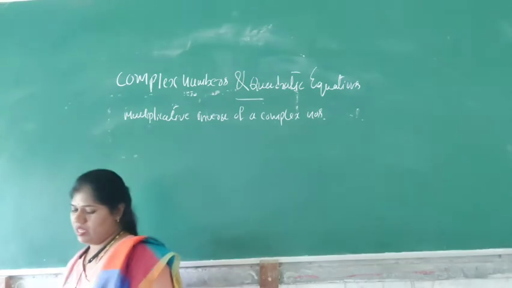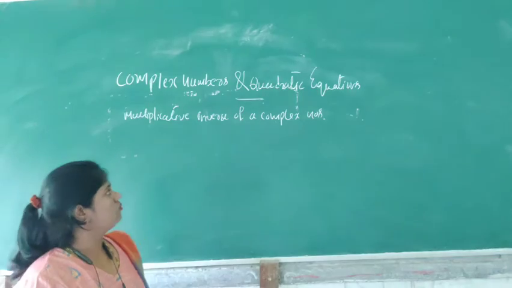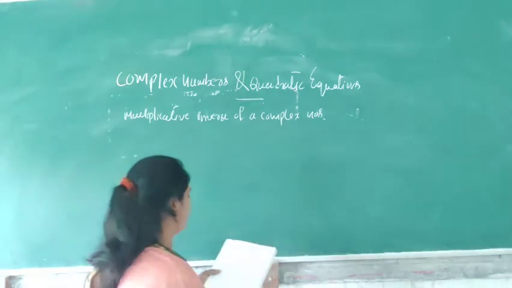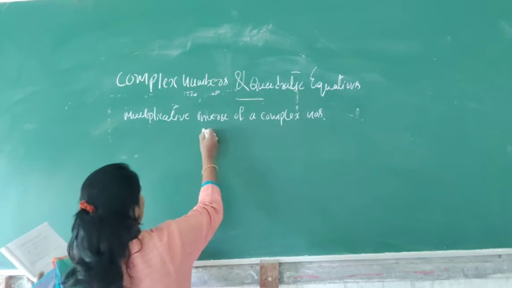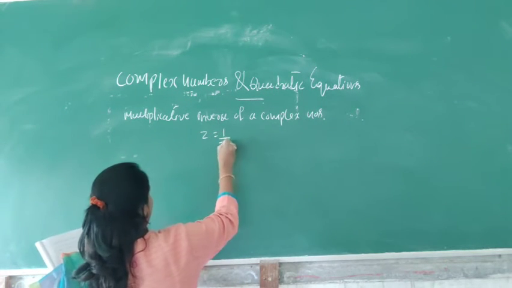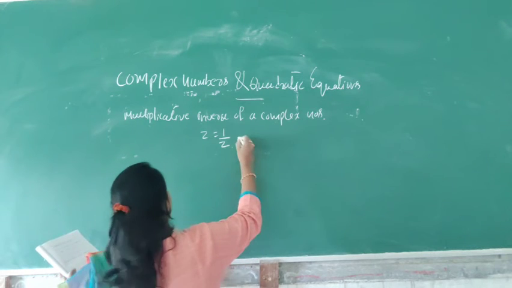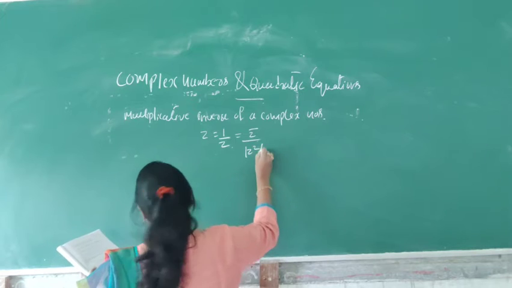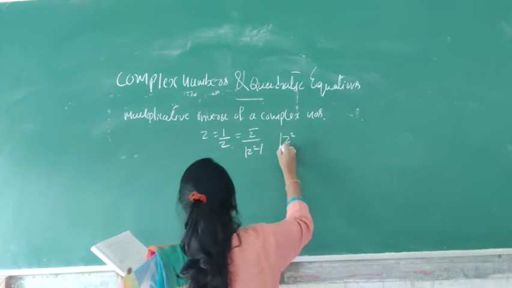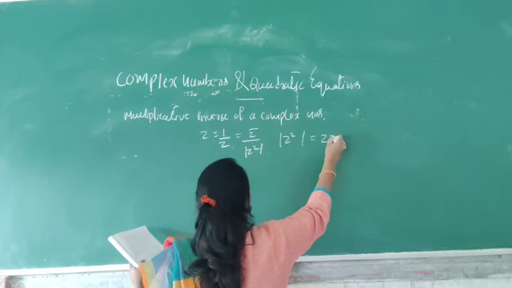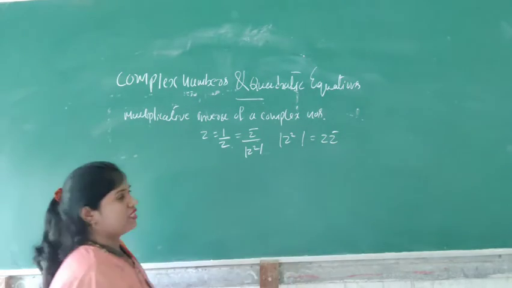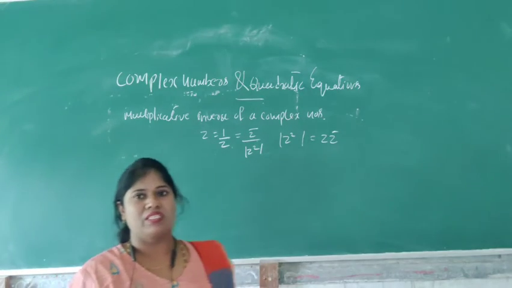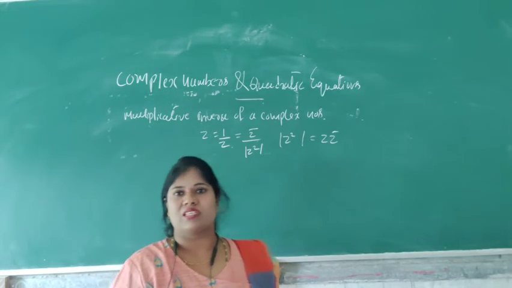Multiplicative inverse of complex numbers. The question will be like this. The formula I write: multiplicative inverse of z is equal to 1 by z, which is equal to z bar divided by z square. This is the method. You just understand the multiplicative inverse of z is equal to 1 by z. Then we rationalize the denominator.